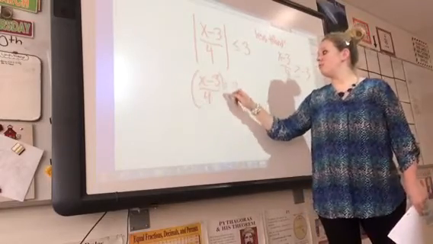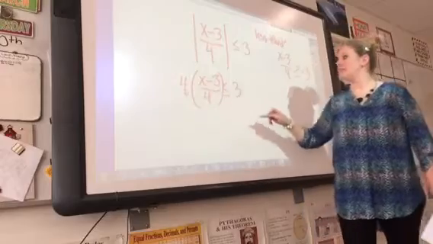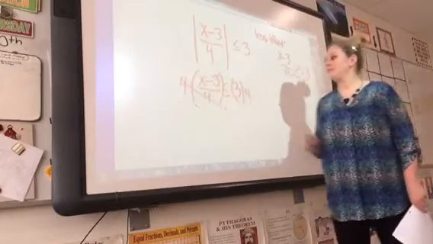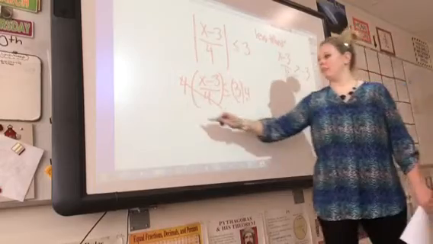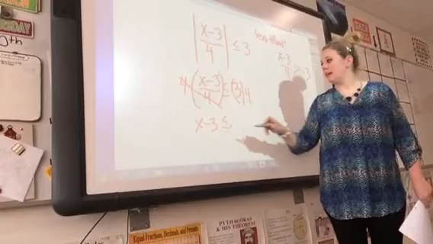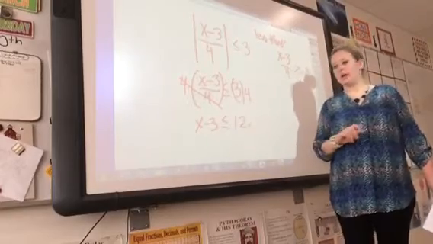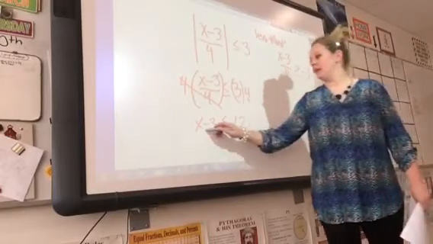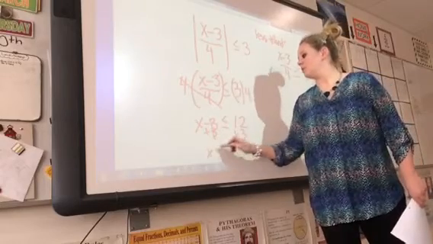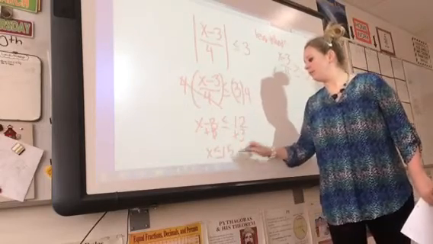Multiply by 4, okay? Because you want to get rid of the 4 first. So we're multiplying by 4, and that cancels out the 4. Then we have x minus 3, still less than or equal to 12. And then add 3. So x would be less than or equal to 15.